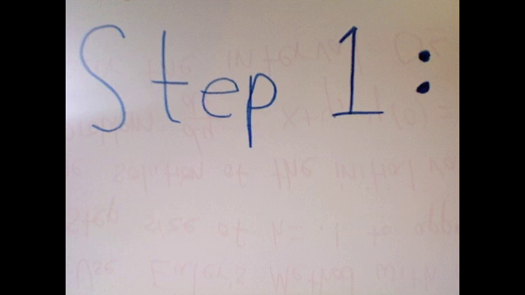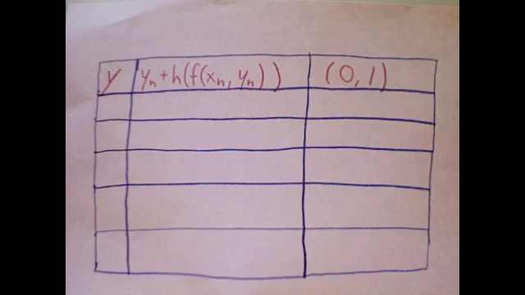Step 1! Create a table. The table will start out looking a little something like this. The far left column tells us which y value we are on, the middle column is the formula, and the right column is where we keep track of the points that we find. (0, 1) is the first point because that is the starting point that we are given.